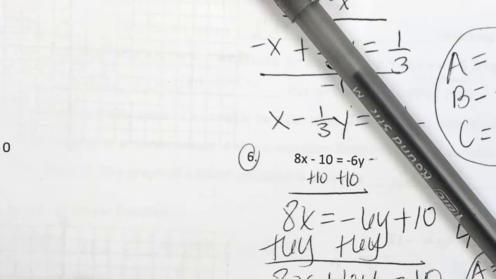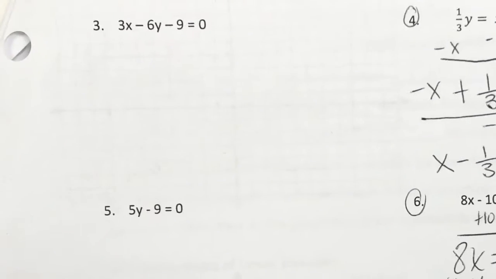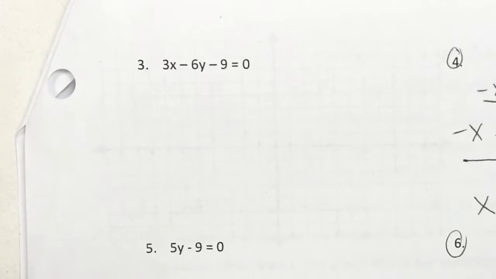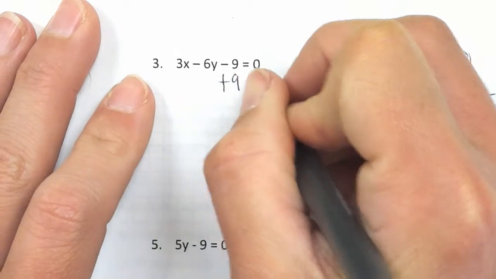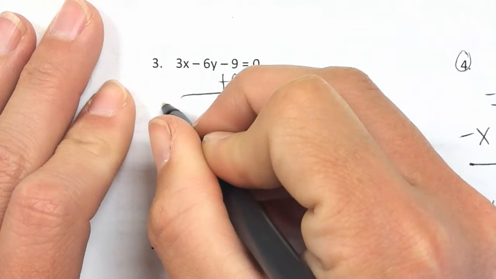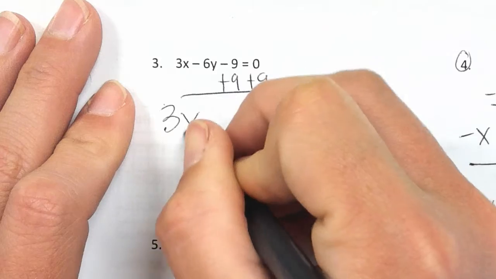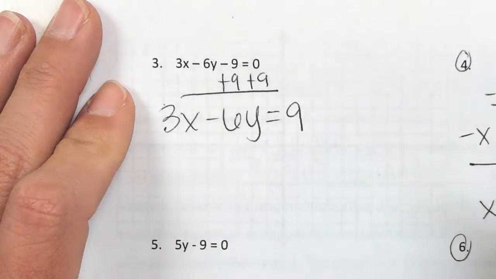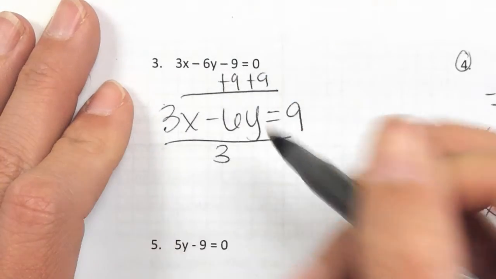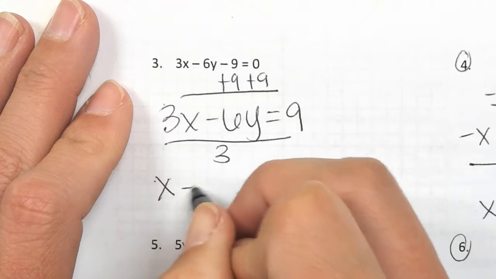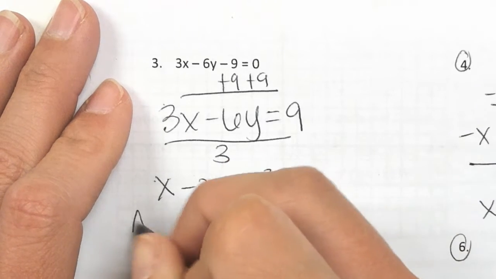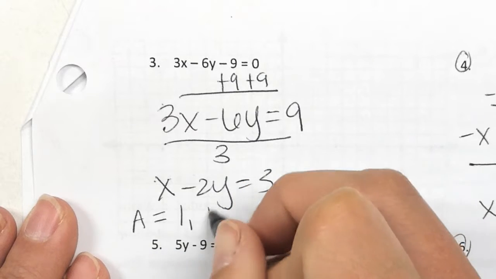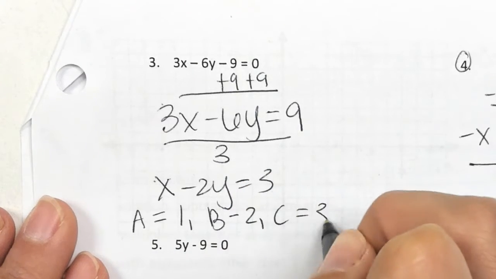All right, let's go over these together. You might want to help me out with number, what is it? 3. Yeah. All right, Levi. What do I do first? Oh, okay. Add 9 to 0. And then you get 3x minus 6y equals 9. And then divide by 3. Divide everything up here. And you get 1x minus 2y equals 3. And then just a equals 1, b equals negative 2, and c equals 3. Very good.